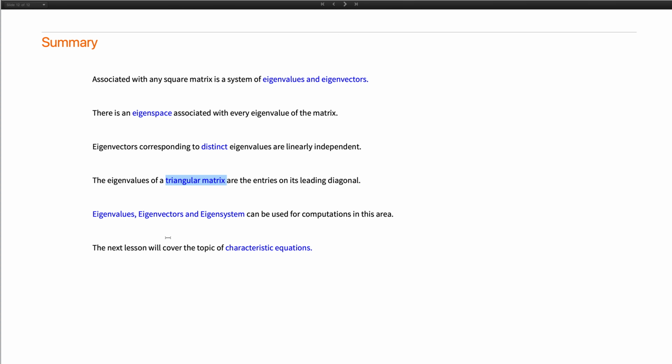So that's the end of this lesson, and next lesson we talk about characteristic equations which can be used to find the eigenvalues, but that's for the next time, and I'll stop over here.